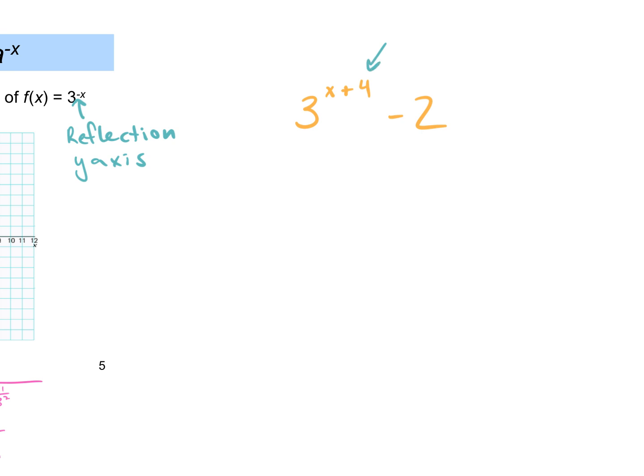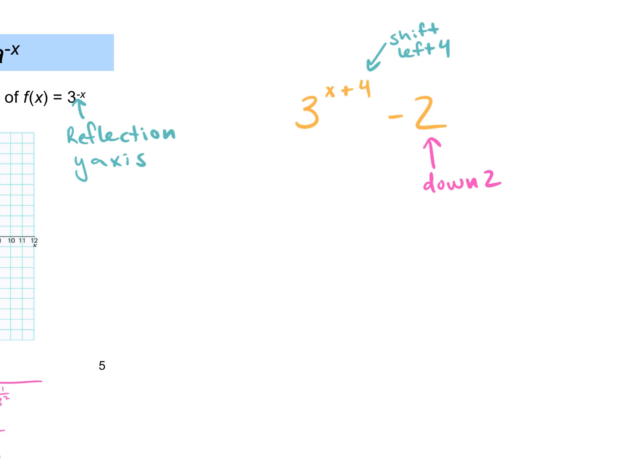When we add 4 on the inside, what would this do to our graph? Anybody remember? It's been a while since we've done transformations. It shifts it which way? To the left. Awesome. And then if we subtract 2 on the outside, which way would that go? Down 2.